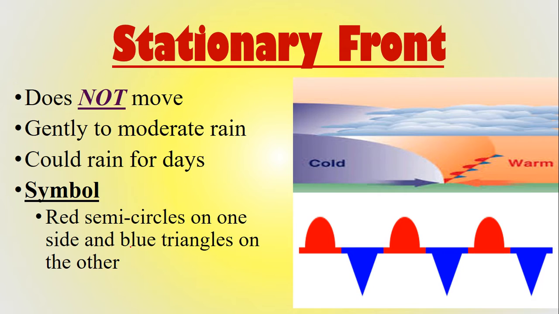When you're looking at a colored weather map, you would see an alternating blue and red line. One side is going to have the semicircles in red, the other side is going to have the triangles in blue. Now, if it's not a colored weather map, you're looking for the alternating semicircle, triangle, semicircle, triangle line on a weather map.